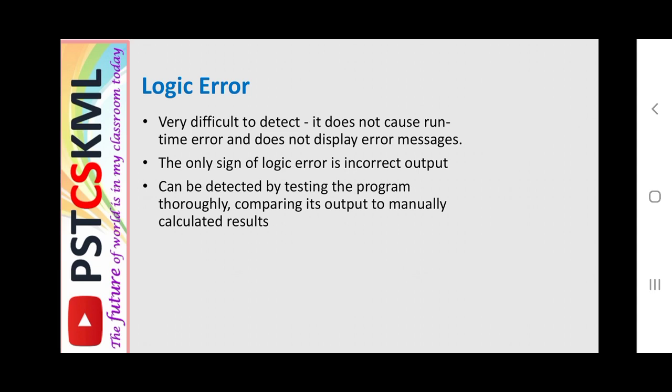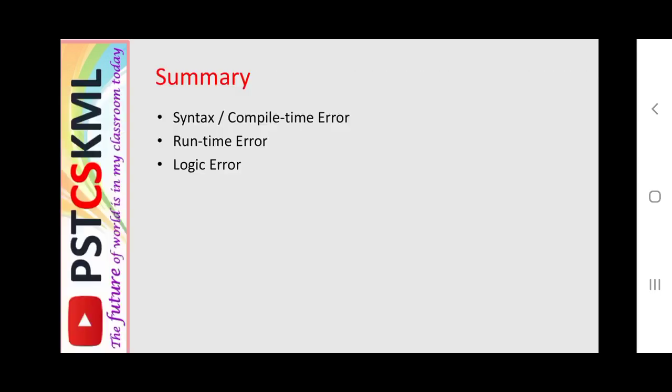It is very difficult to detect, because we don't know where we made the mistake. It does not cause any runtime error or syntax error, there are no error messages, but we get the wrong output. The only sign of a logic error is incorrect output. Then we know, oh, this is incorrect output, maybe a logic error has occurred. It can be detected by testing the program thoroughly and comparing the output with a manually calculated result. So you keep a calculator beside you, then you check back where you did it wrong. Okay, this is a logic error.